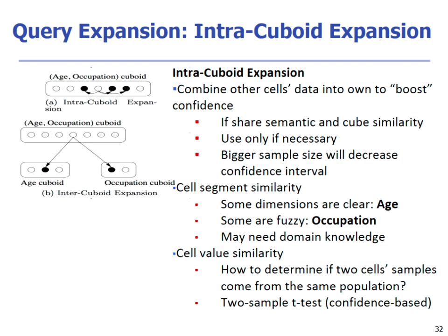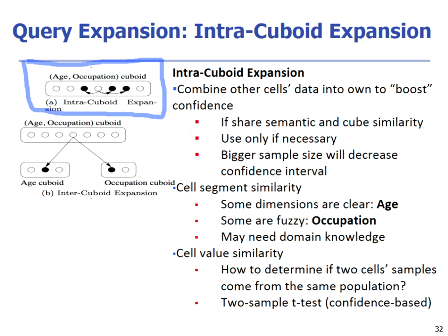So this is query expansion, and there are two manners to do query expansion. We can make intra-cuboid expansion. Here we expand the sample size by including nearby cells in the same cuboid as the queried cell. This is an example of intra-cuboid expansion.